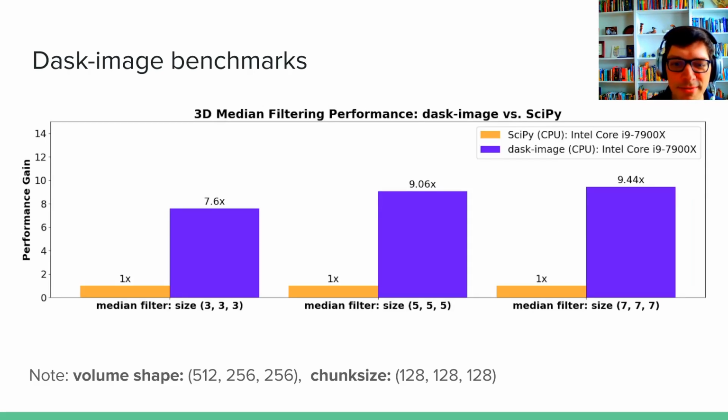Median filtering was one filter that is accelerated particularly well on the CPU. The acceleration factor approaches the number of cores of the CPU, which is 10, so we're very close to what you might expect to be the maximal improvement you would see.